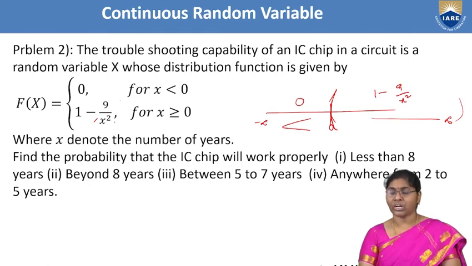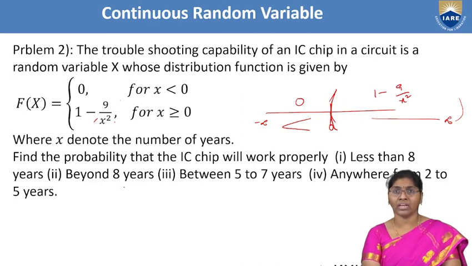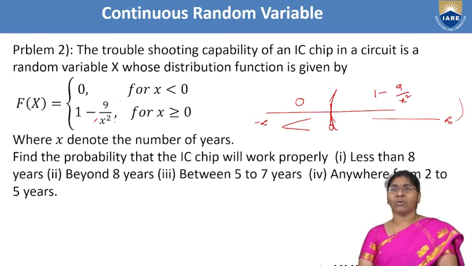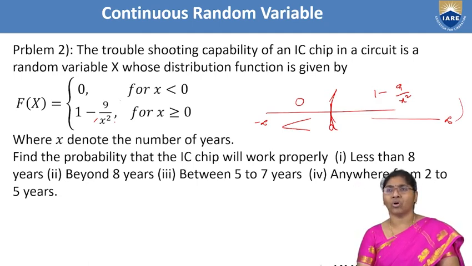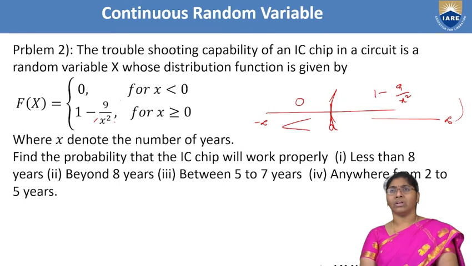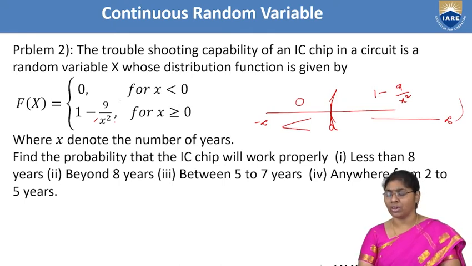Next, the first condition is less than 8 years. Next, the second one is beyond 8 years. Beyond means above 8 years. Next, between 5 to 7 years. In between 5 to 7 years only. Then from 2 to 5 years. If it is working, if it is perfect or not, the working condition is 2 to 5 years. These are the given statements or given conditions.